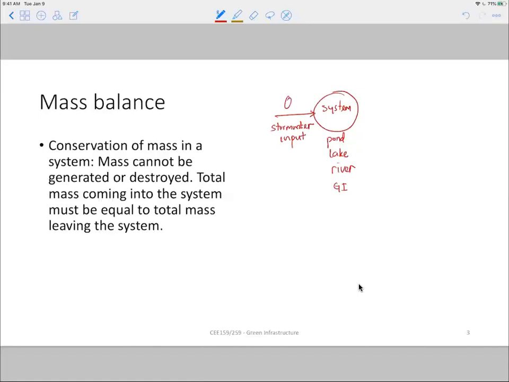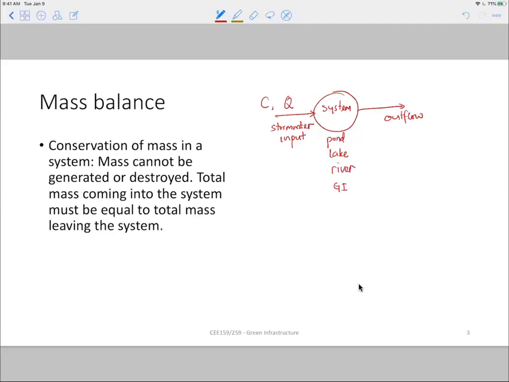That means there will be a flow rate. Then there will be a concentration of pollutants, C. And we are interested in how much pollutant is delivered into the system. And sometimes, if there is a flow going out, an outflow, we are interested in how much of those pollutants are leaving the system, because that's the exposure to the environment.